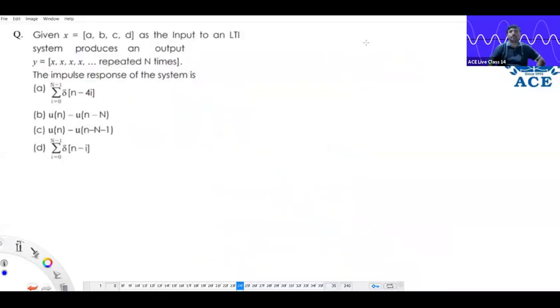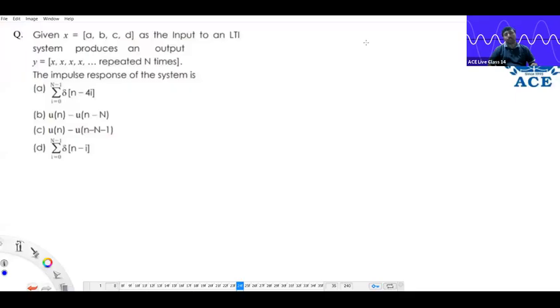Study this question and answer me. Very easy. The input is a set of ABCD, producing an output that is a repetition of the input, repeated capital N number of times. Then what is the impulse response? Output is a periodic repetition of the input.